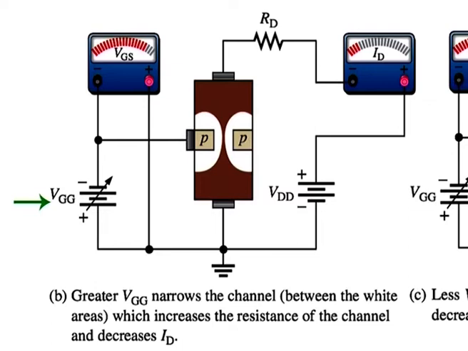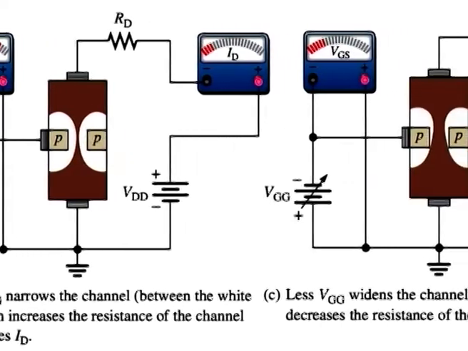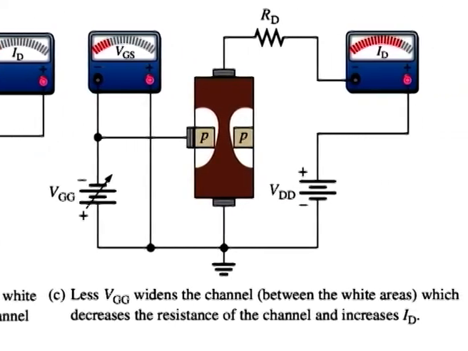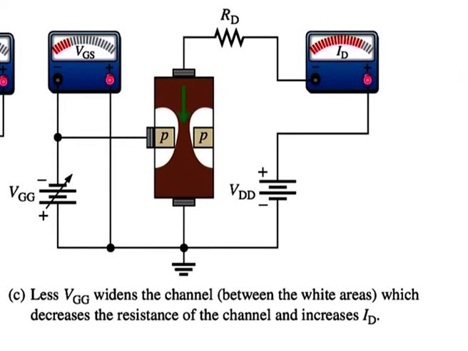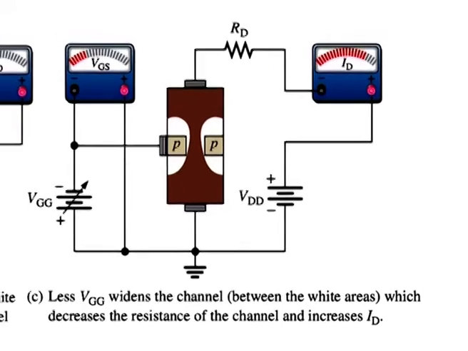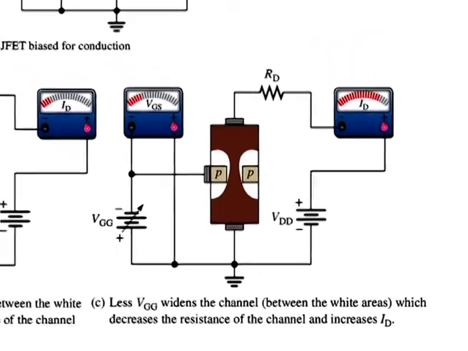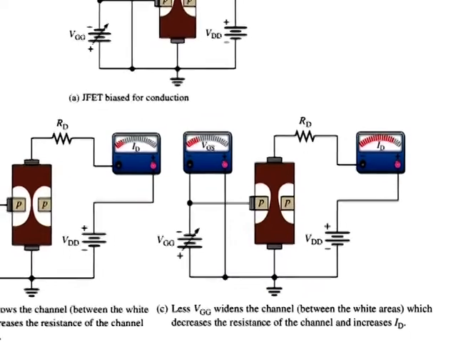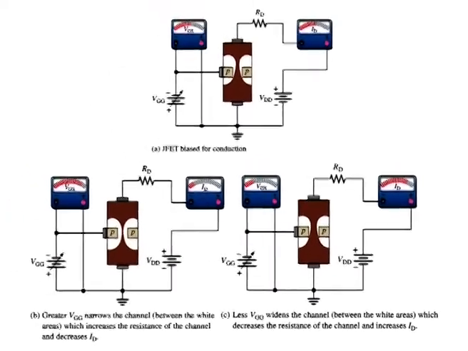Greater VGG narrows the channel between the white areas and increases the resistance of the channel and decreases ID, and on the other hand, less VGG widens the channel, which decreases the resistance of the channel and increases ID. We will be discussing JFET characteristic curves and some parameters later in this lecture.